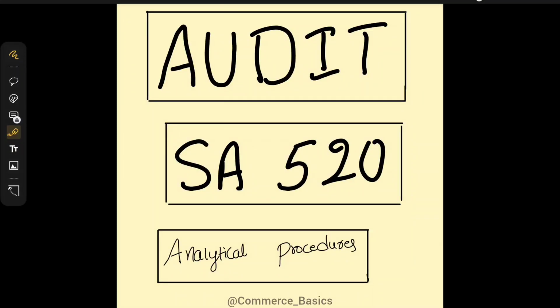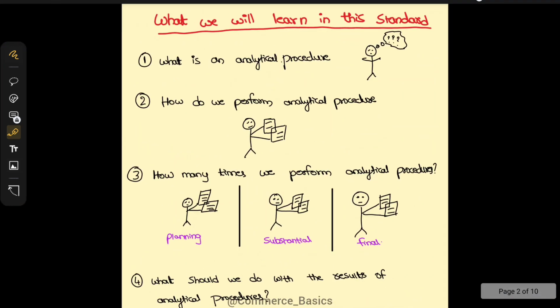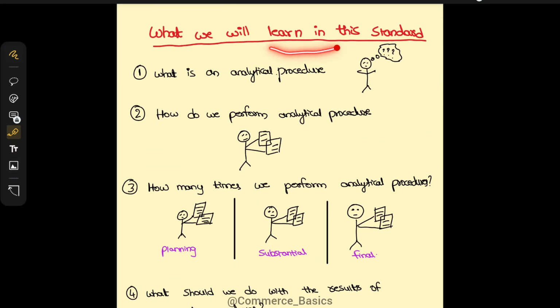Hi, today we are going to discuss SF520. The title of SF520 is Analytical Procedures. Let's start. So what will we learn in the standard?